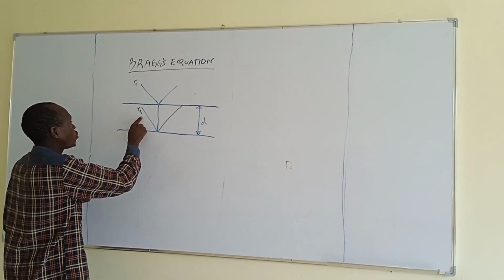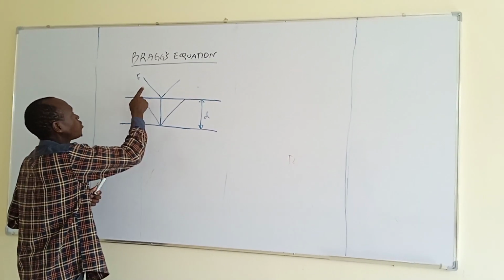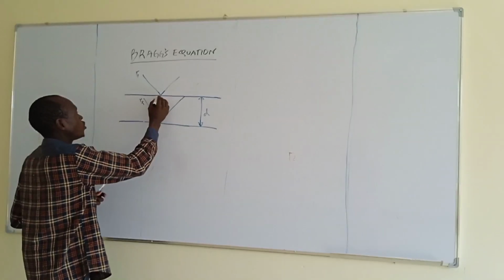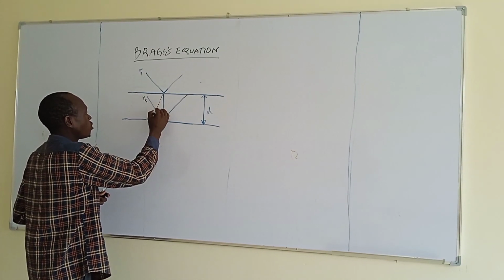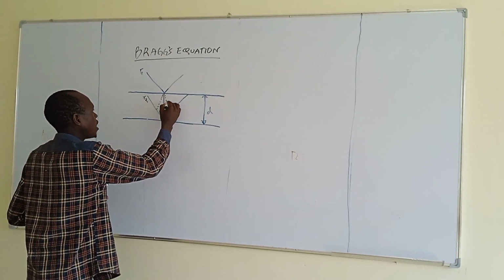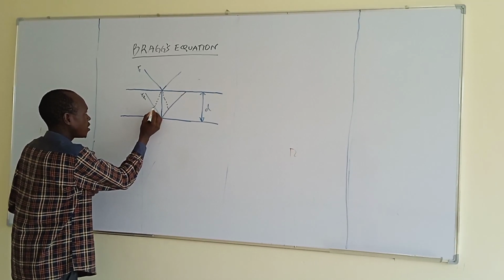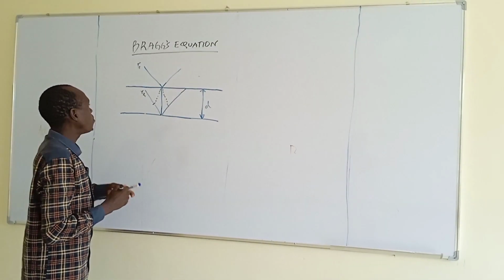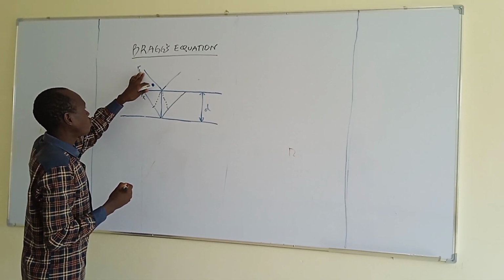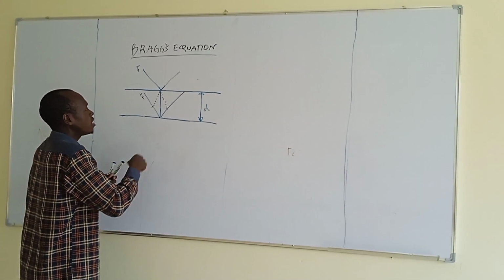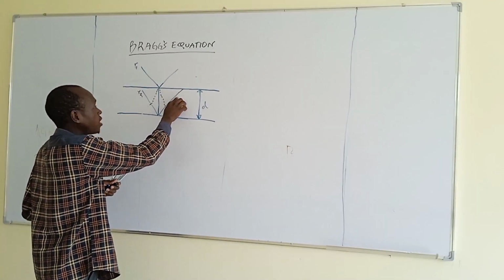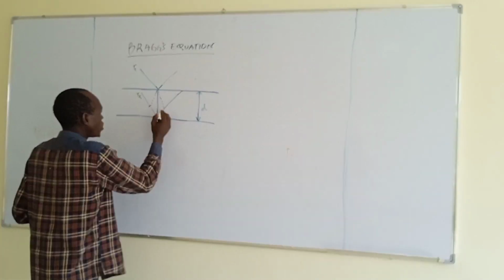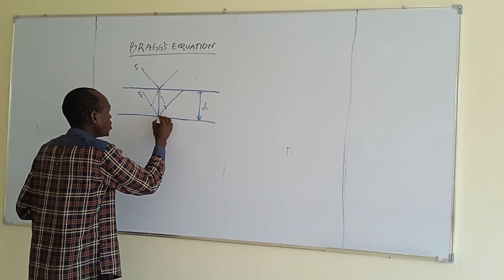We realize that ray 2 will travel a longer distance as compared to ray 1. Now let's consider the extra distance traveled by ray 2. We shall have to draw a dotted line here and a dotted line here. So this distance from here to here is the extra distance traveled by ray 2 in relation to ray 1. And this extra distance traveled by this reflected ray 2 compared to the distance traveled by ray 1, we shall have it here. So this is the extra distance.